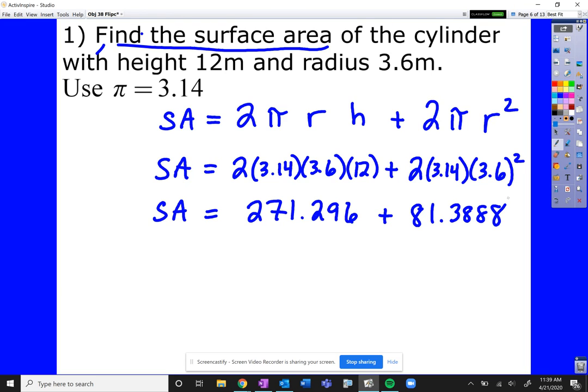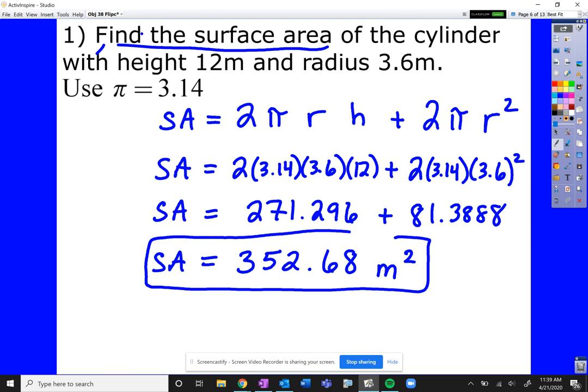So this comes out to be 81.3888. So we have our rectangular piece, we have our circles piece, add them up: 271.296 plus 81.3888 is 352.68. I'll cut it off there. And our unit is meters. And remember, guys, when we talk about area, surface area has only 2 dimensions. So it's our units squared.